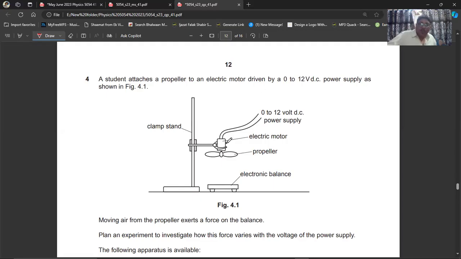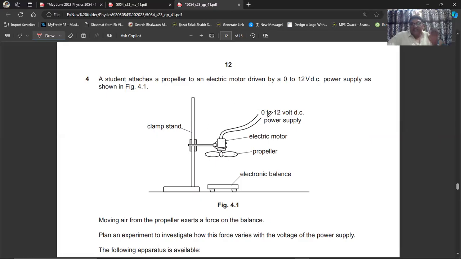Then stop it. Then change the voltage on the power supply. For example, it was 2 volt, now make it 4 volt. Close the switch and note down what is the reading due to the force of this air from the fan. Due to that, there will be a reading on the electronic balance because it is experiencing a force in downward direction. So note down that reading.